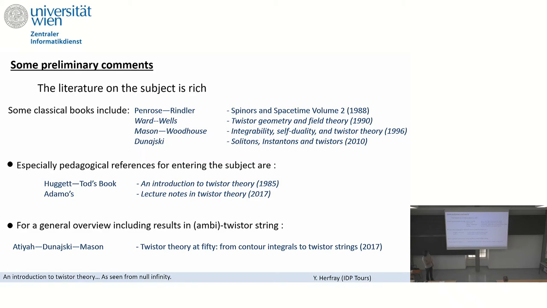And I also really like Tim Adamo's lecture notes. They are very well done as a starter. Also, if you are interested in more recent results related to scattering amplitudes and ambitwistor strings, which typically are not covered, because they happened after all these classical results, there is this very interesting review paper by Atiyah, Dunajski, and Mason, which was made for the 50 years of twistor theory. It's a very useful reference for gathering all the different ideas that have been happening in the last 50 years.